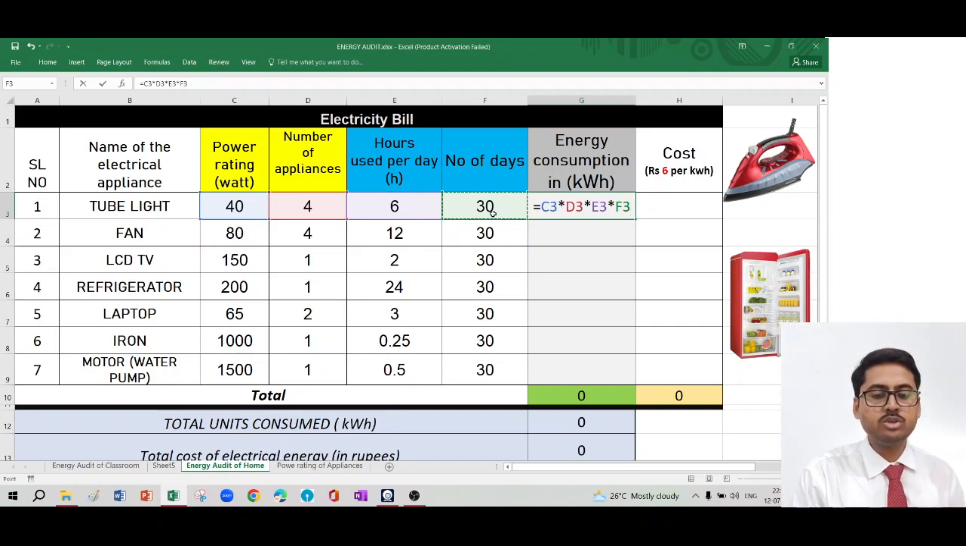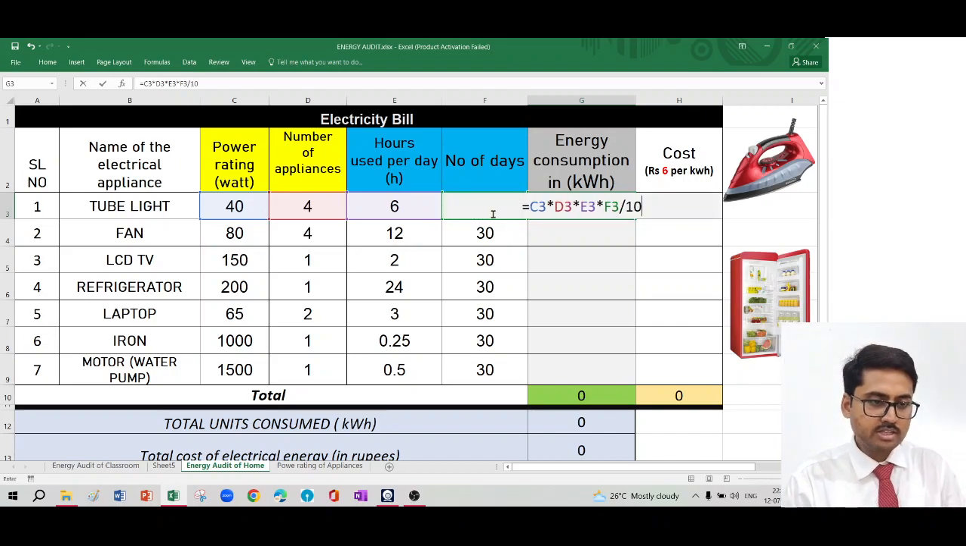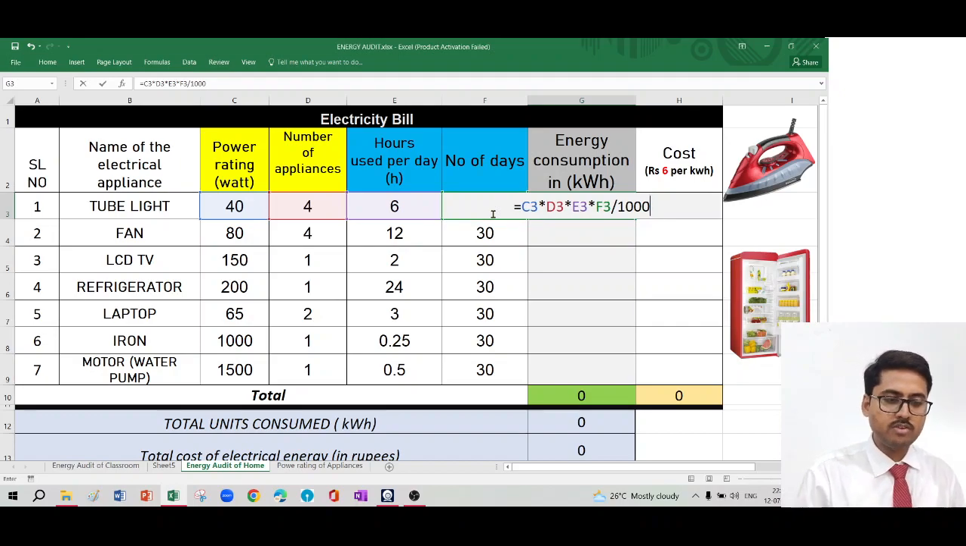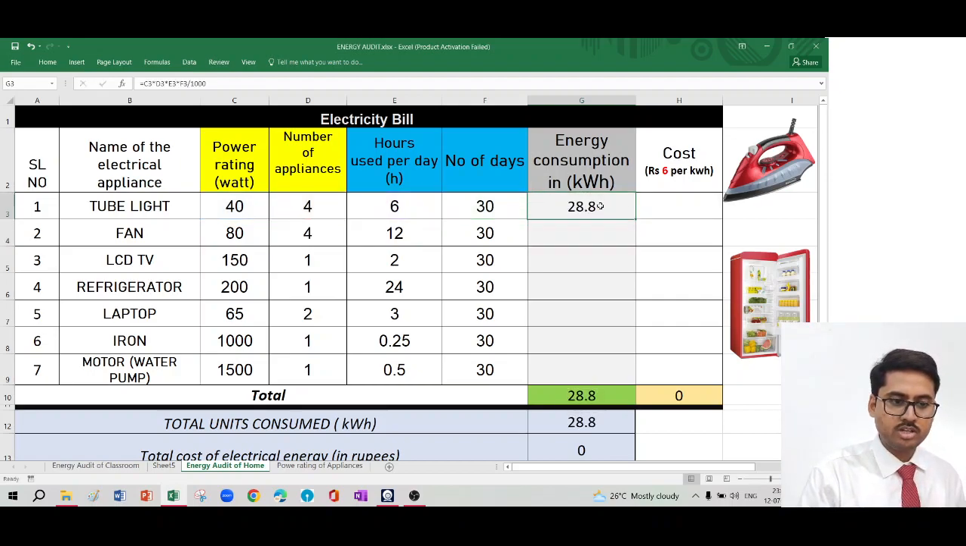But we also need to convert power into kilowatt, so I am going to divide this by 1000. So look at this formula very carefully. This is power into time. C3D3 is power, E3F3 is time, and we are dividing the whole quantity by 1000. So if I hit enter over here, you can see it is coming as 28.8 units for the tube light.